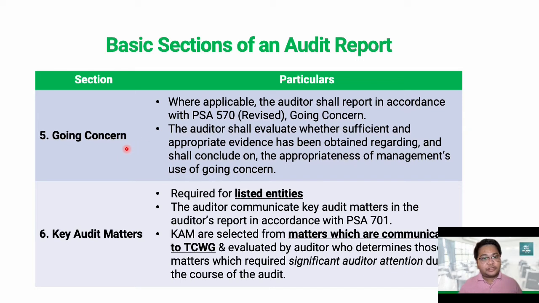The next section of the auditor's report, wherever applicable, is the going concern section. We report about it in accordance with PSA 570 going concern. Now, the basic concept is that we have to obtain sufficient and appropriate evidence, and we should also conclude on the appropriateness of management's use of the going concern assumption in preparing their financial statements, because this is a very pervasive assumption when it comes to the preparation of the financial statements. So if the client has a going concern problem, we have to address that in our auditor's report.